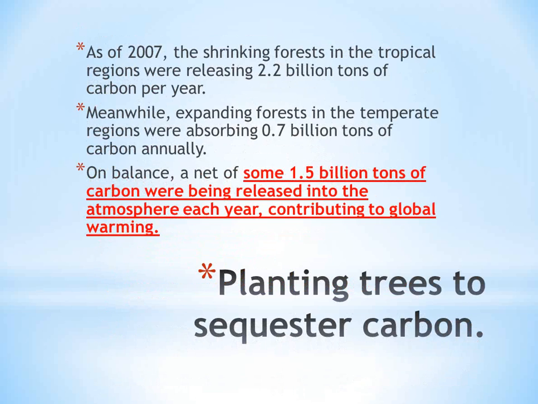Planting trees to sequester carbon. As of 2007, the shrinking forests in the tropical regions were releasing 2.2 billion tons of carbon per year. Meanwhile, expanding forests in the temperate regions were absorbing 0.7 billion tons of carbon annually. On balance, a net of some 1.5 billion tons of carbon were being released into the atmosphere each year, contributing to global warming.